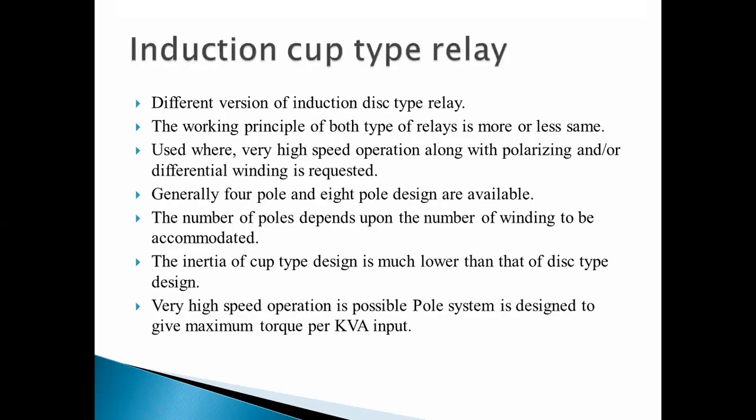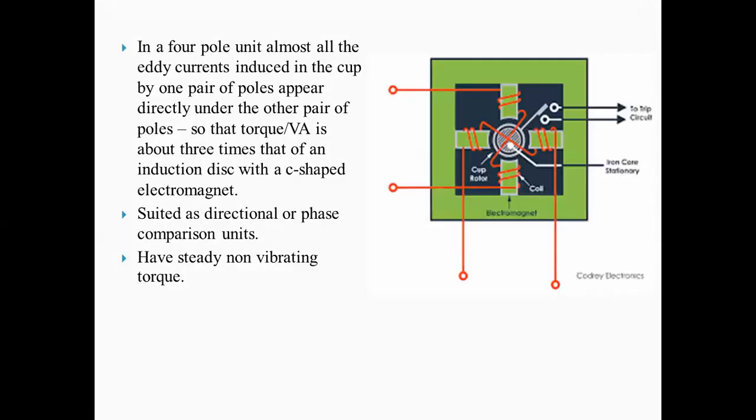Then the next point is the induction cup type of relay. Cup type means there is a cup structure. Here we are using four poles. There are two coils only, and these two coils, as you can see here, are wound in series on two poles. One coil is wound on the two poles and it is in series.